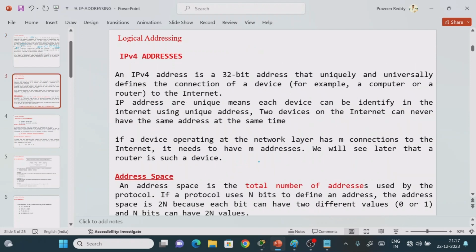So now the question is: how many maximum IPv4 addresses will we be getting? IPv4 means version 4. So what is the length of IPv4? It is 32-bit length. Now, it is a 32-bit length.